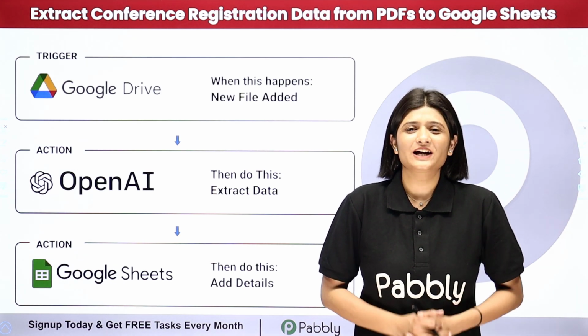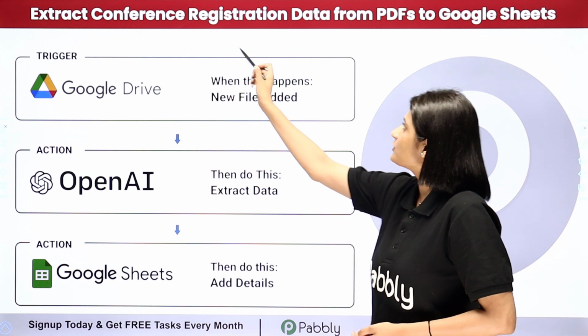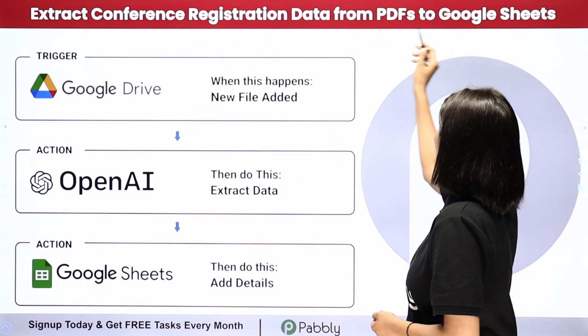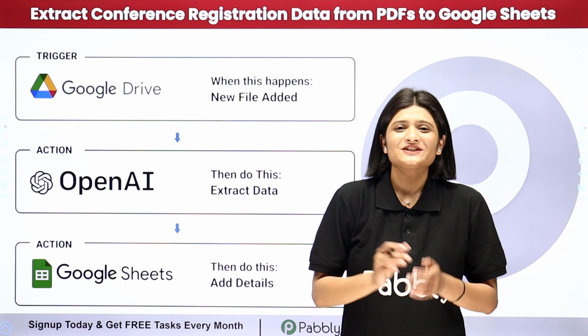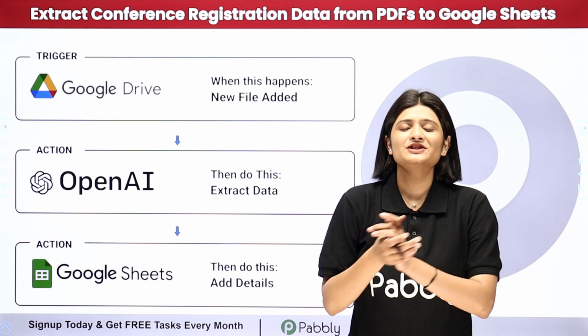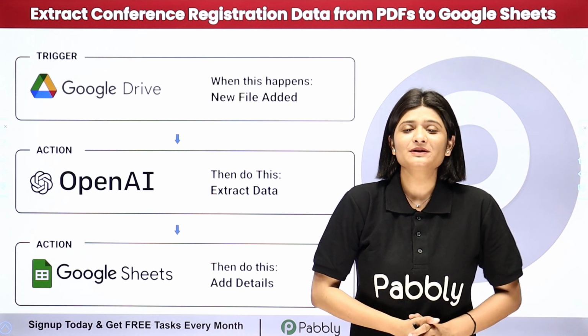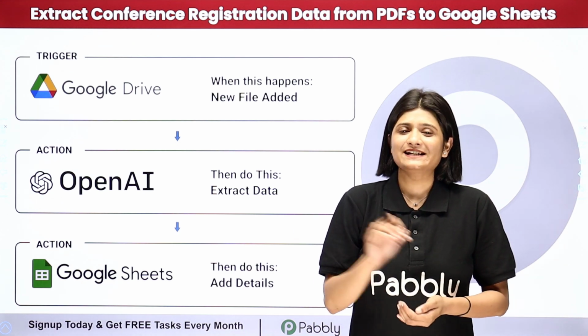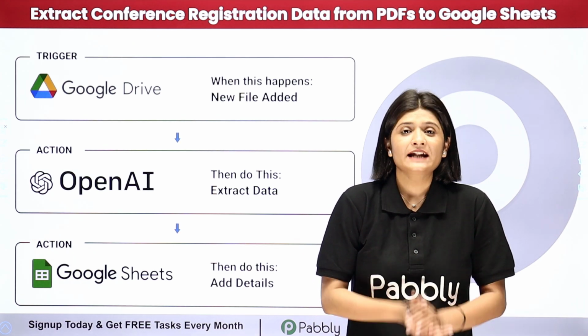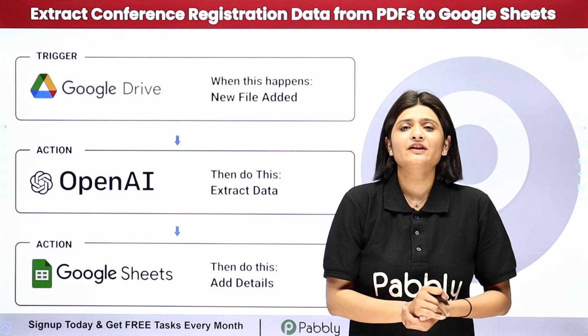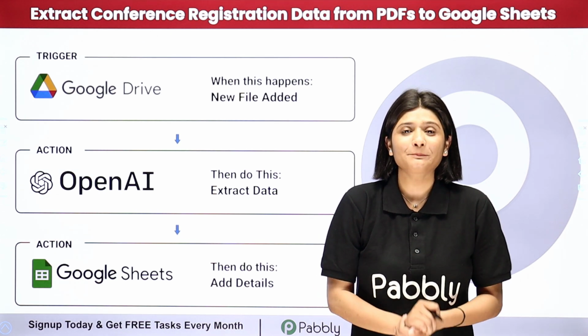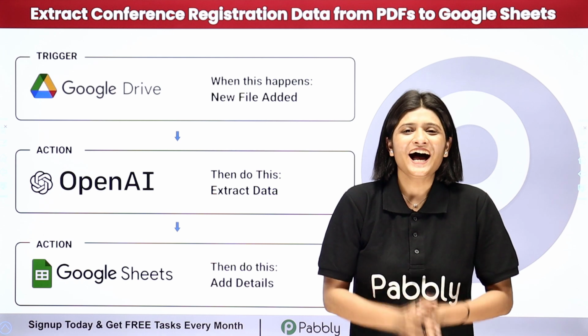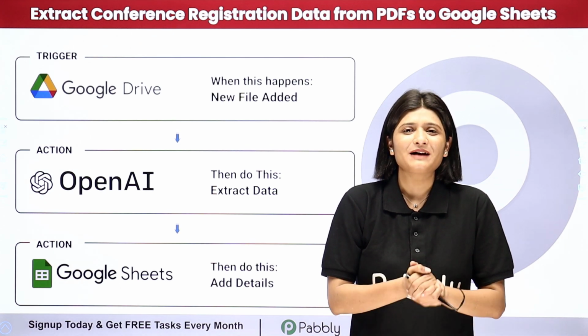In this video, we are going to learn how to extract conference registration data from PDFs to Google Sheets. So let's suppose I'm running a conference organizing business and I'm receiving all my attendees' data in the form of PDFs. Now extracting the data from those PDFs is a very time-consuming task, so I'm going to completely automate this process, and to do this automation I'm going to use Pabbly Connect.